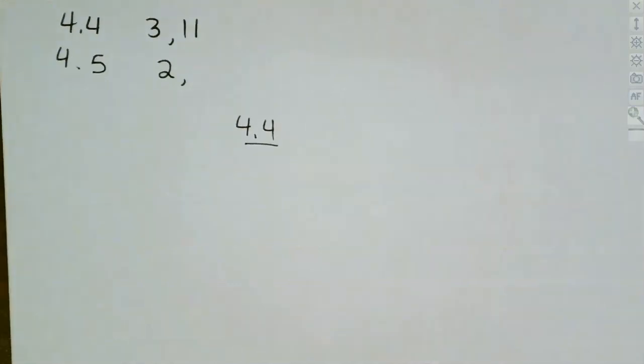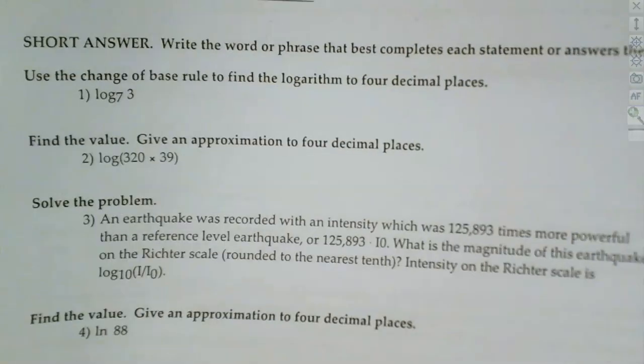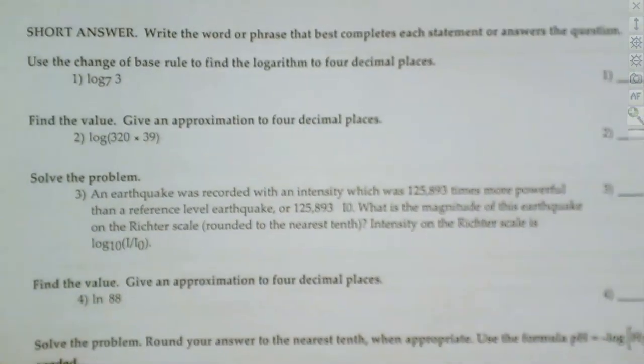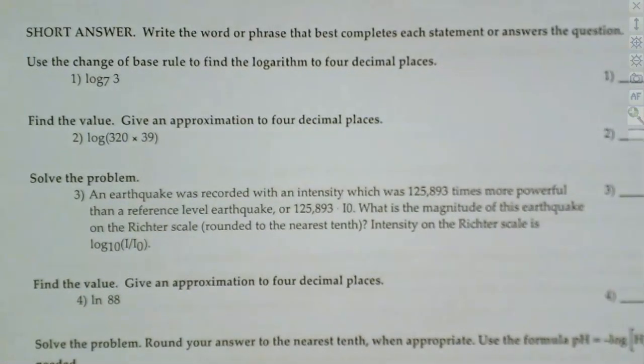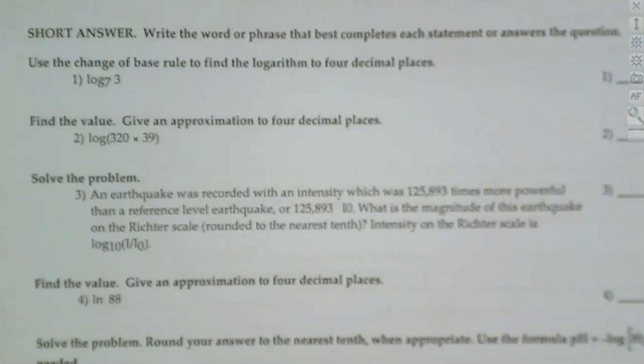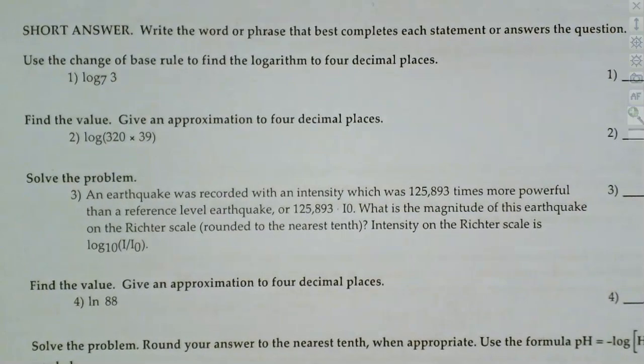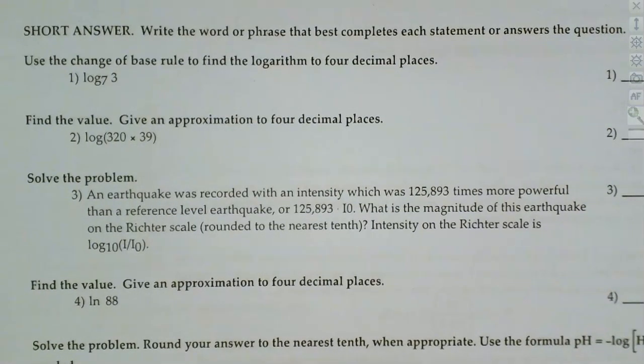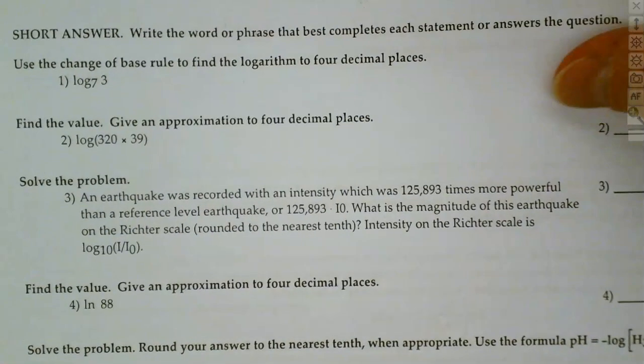Okay, so question 3 is talking about the Richter scale. Now, when we talk about the Richter scale and the decibel scale, they are ratios. So on the Richter scale, it's a measure of how powerful that earthquake is compared to the normal movement of the earth. How many times more powerful? And it's by a factor of 10 because logarithms are 10 times as much. So when we look at this, this is going to be our formula. Log of I over I naught.